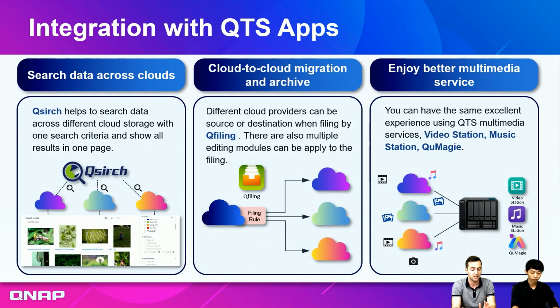This integration can also happen for better management and more efficient utilization of the data and all the files through the QTS apps. For example, we have a really powerful search engine called Q search, which helps to search the data across different cloud storages. Say you have Amazon S3, Dropbox, and others, and you don't remember where you stored a certain file. All you have to do is access Q search, and it will directly find the file for you and tell you which cloud service it is in.